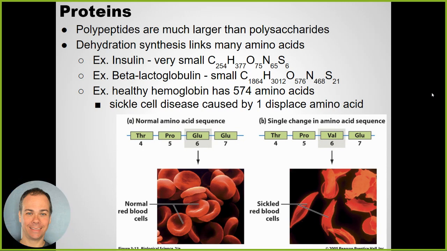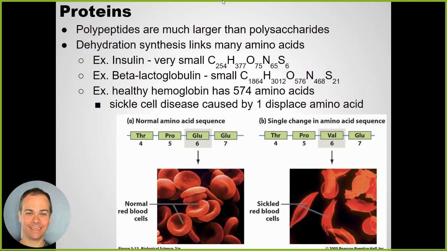Some examples. Insulin is a hormone, and we talked about insulin yesterday. It helps our body control blood sugar. Insulin is a protein, a big protein. It's got 254 carbons and 377 hydrogens. It's actually considered a small protein. Another protein has thousands of carbons linked together. So which amino acids go into making a protein are really important. Hemoglobin, for example, is in our blood. It's what our blood uses to carry oxygen. It attaches to it.